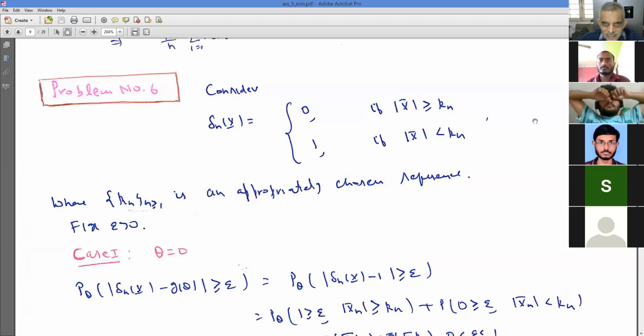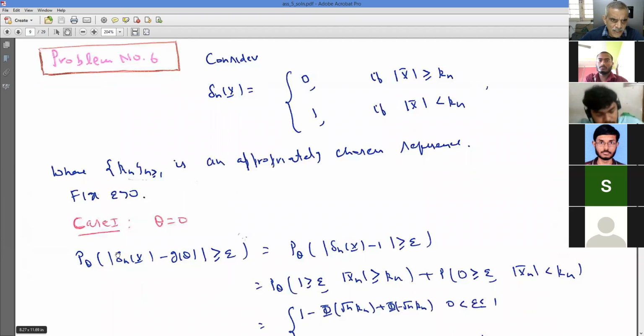Okay. So now you only have to show that this is consistent for theta. So you have to consider two cases. Theta not equal to 0: I consider the probability that mod of delta n x minus g theta is greater than or equal to epsilon. I try to show that this goes to 0 for every epsilon greater than 0. But when theta is 0, my g theta is 1. So this is the same as the probability that mod of delta n x minus 1 is greater than or equal to epsilon.